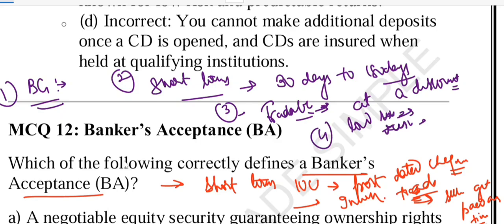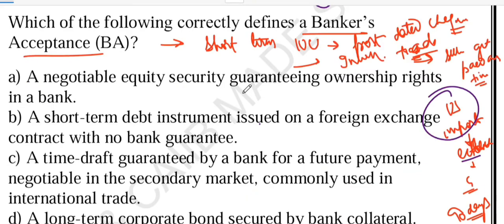Option A: a negotiable equity security guaranteeing ownership rights in a bank. No, this is wrong, because BAs are debt. Remember, banker acceptances are like debt, right? They do not give ownership in a bank.